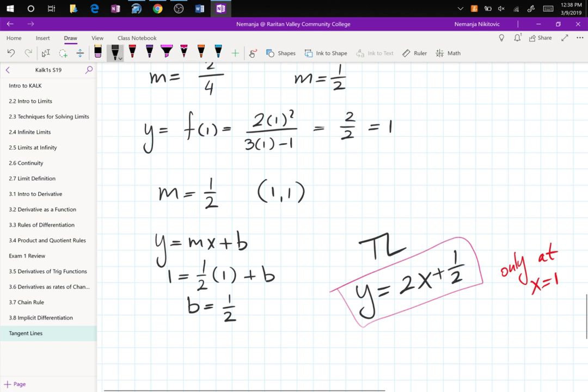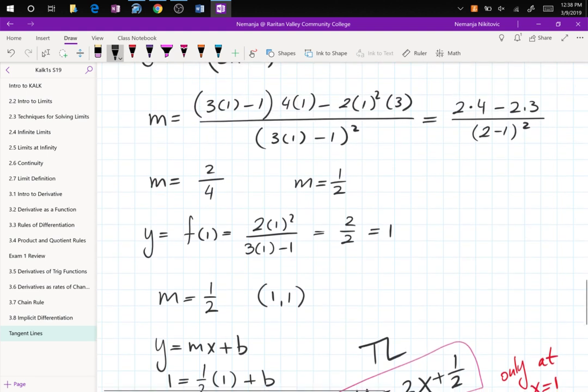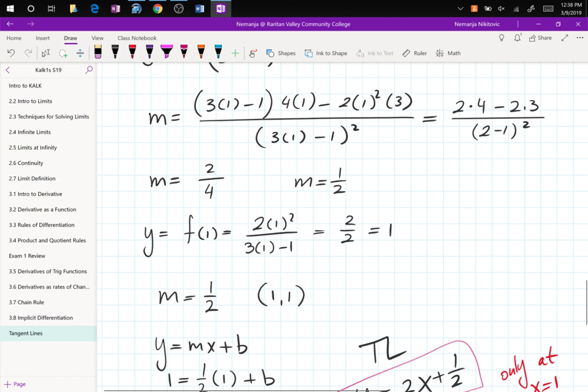All right. Fine, thank you. I have no clue why I had 2 minus 1 over here. It should be 2 squared. There we go.